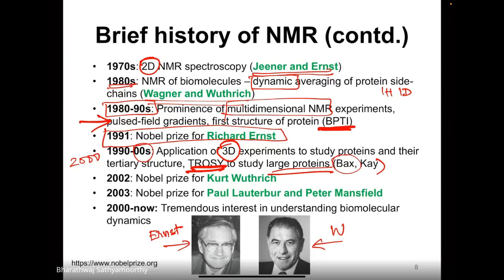And once again, this got further impetus in 2002, when Kurt Wüthrich shared the Nobel Prize for biomolecular characterization using different spectroscopic techniques, with Wüthrich getting it for NMR spectroscopy.